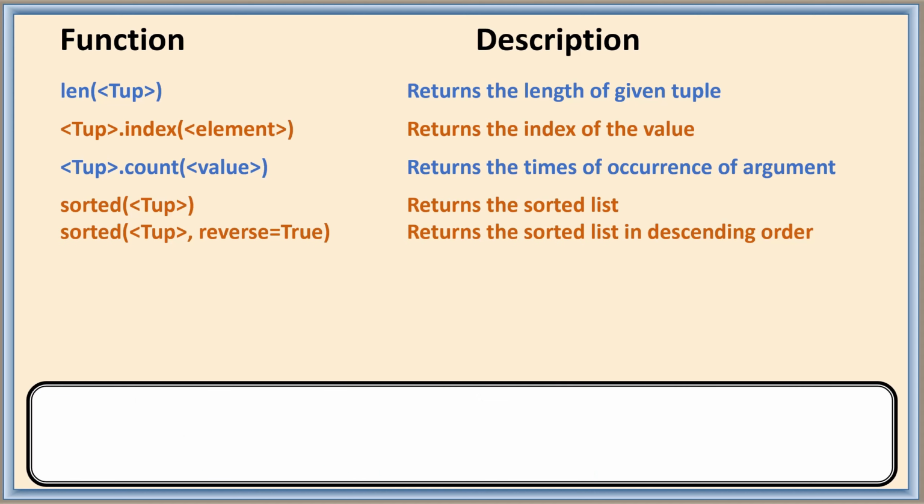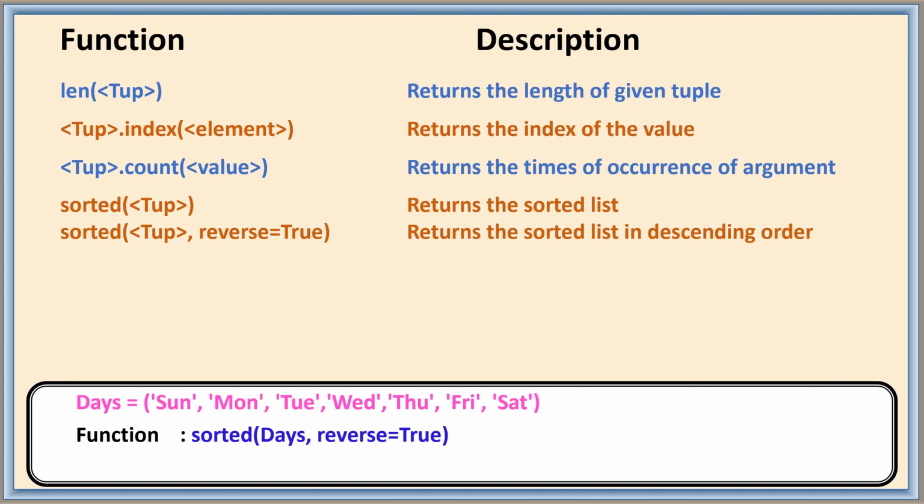In case we need it sorted in descending order, we can also give reverse is equal to true. So sorted of days, comma, reverse is equal to true. Remember, True is a keyword, a boolean literal. So it is in reverse order, that is, descending order.